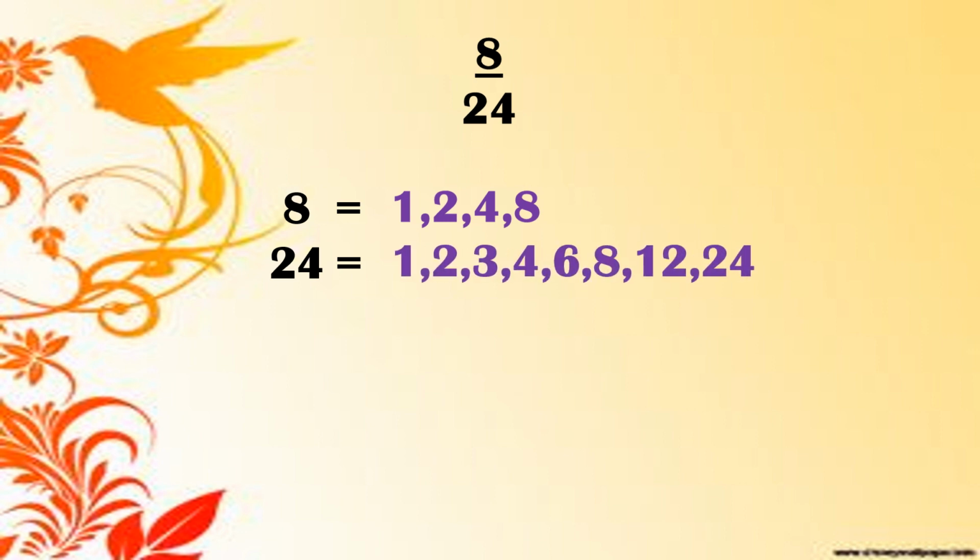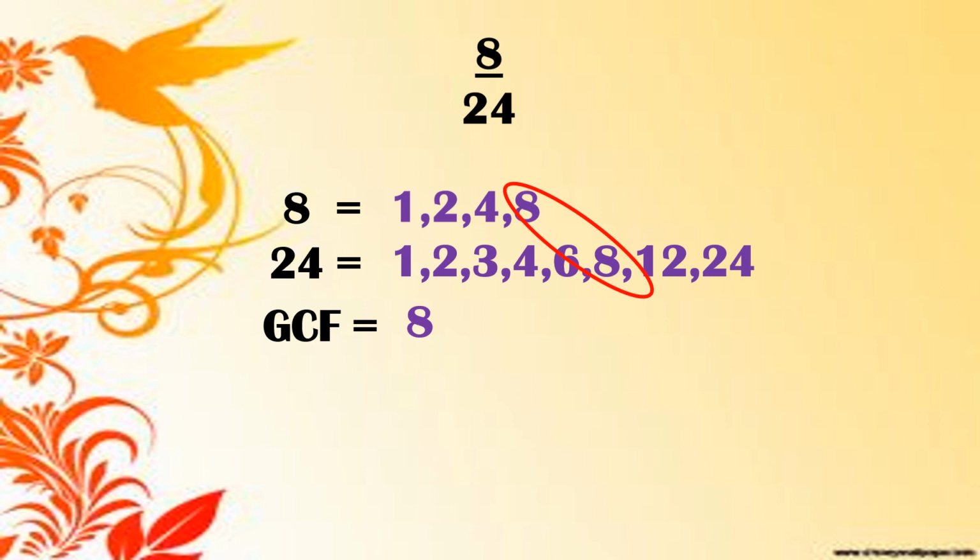Let's try another one. We have 8 over 24. Let's find their greatest common factor. The factors of 8 are 1, 2, 4, and 8. The factors of 24 are 1, 2, 3, 4, 6, 8, 12, and 24. And their greatest common factor, or their GCF, is 8.